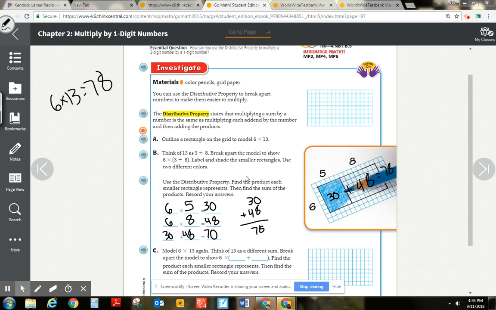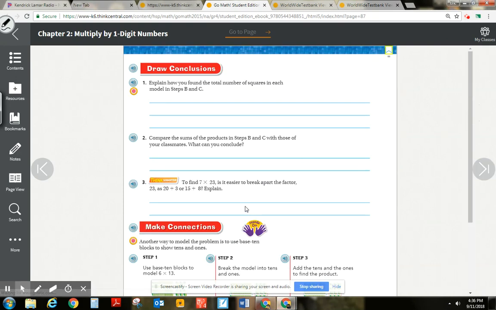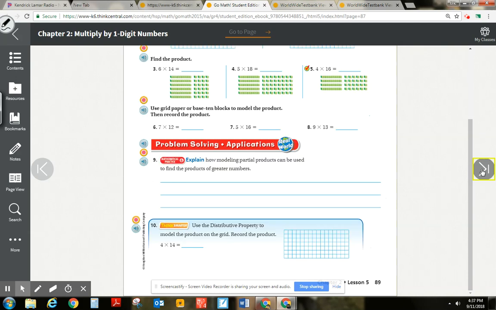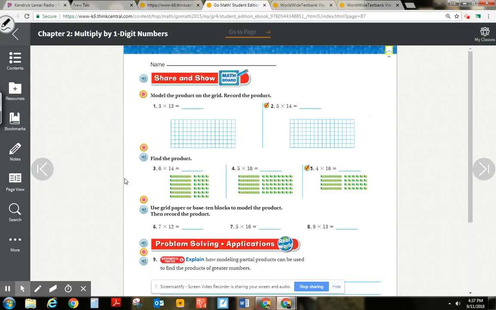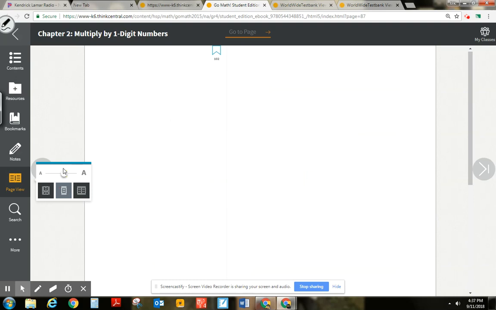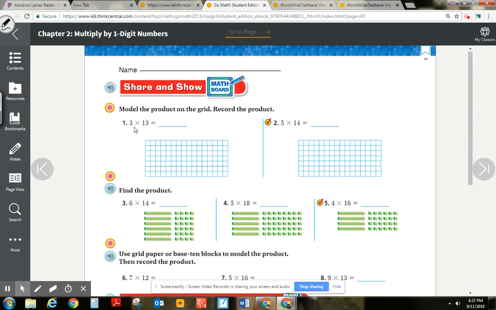Add them together. 30 plus 48 equals 78. So this is what we're going to be working on today. I'm going to go through a couple of different examples. Just like always, pause the video if I go a little too fast or if I lose you. All right, so let me zoom in. We're going to tackle problem 1, and problem 2, and then we're going to take a look at some more. Then I'm going to challenge you maybe with a couple.